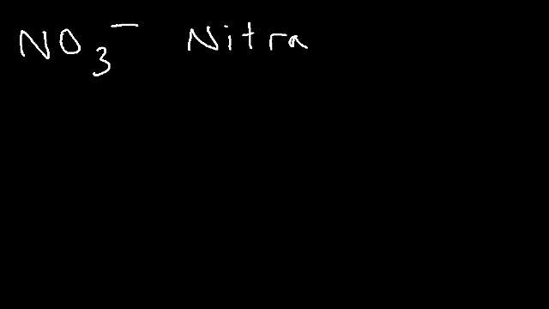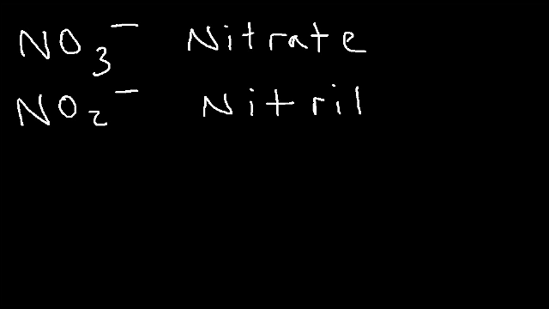Now, before we move on into examples containing polyatomic ions, you need to know what the polyatomic ions are and their formulas. NO3- is nitrate. That's with an ATE. NO2- is called nitrite with an ITE. So these are polyatomic ions. They're ions that contain many atoms.